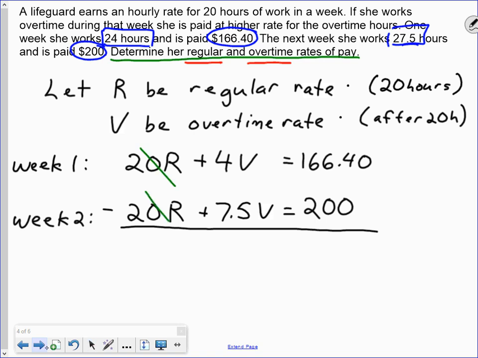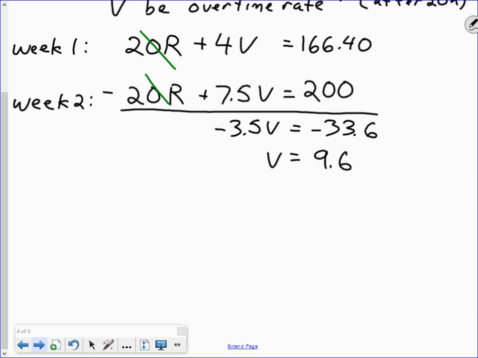If we do 4V minus 7.5V, we get negative 3.5V. 166.40 minus 200 is going to give us negative 33.6. Divide both sides by negative 3.5 and we get 9.6. We need to still figure out our value for R. So 20R plus 4 times our value for V, 9.6, going back to one of my original equations, is 166.40.